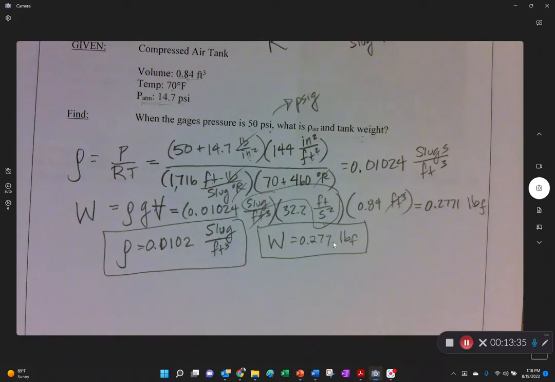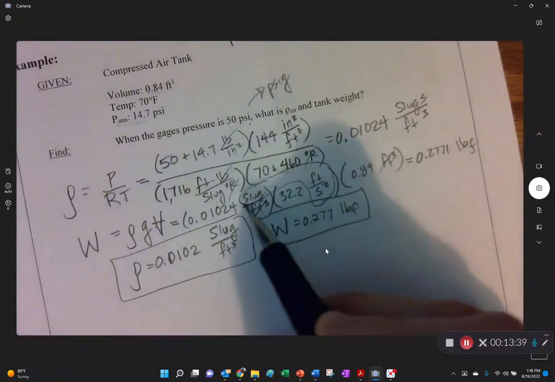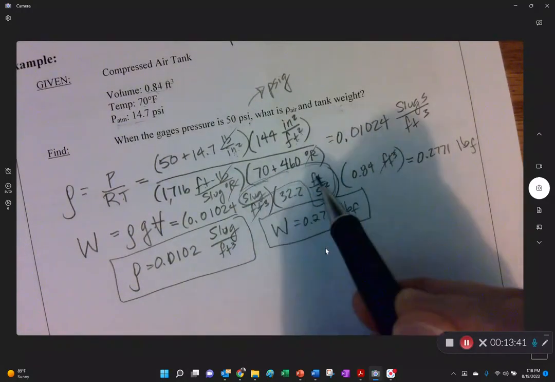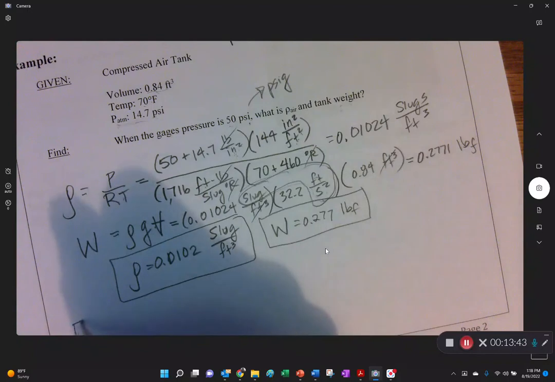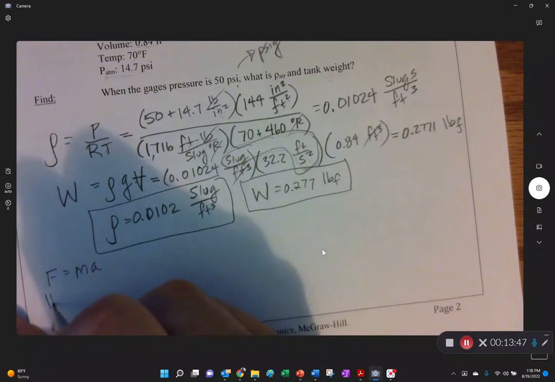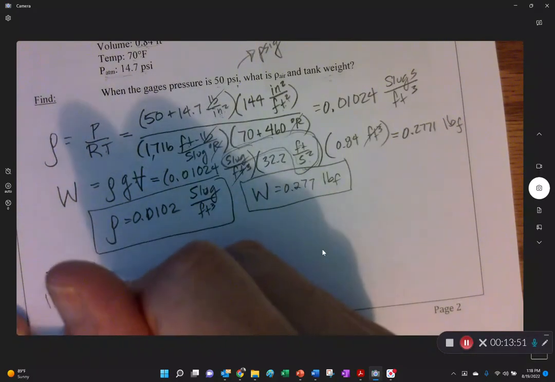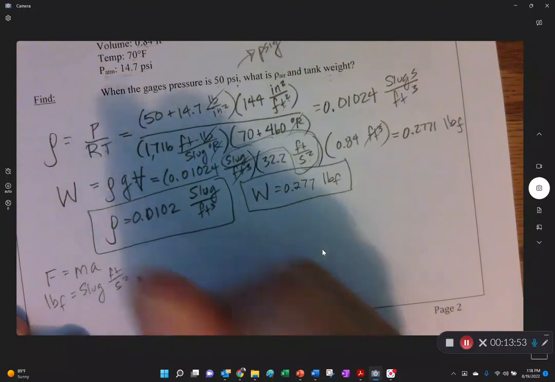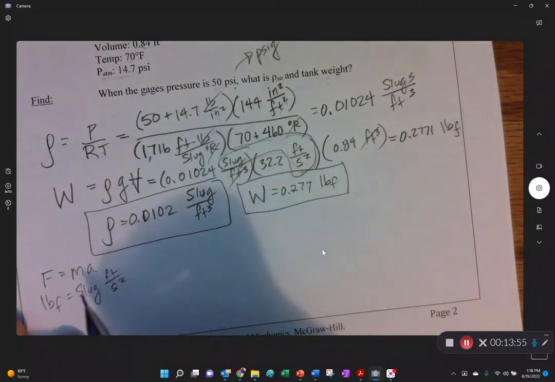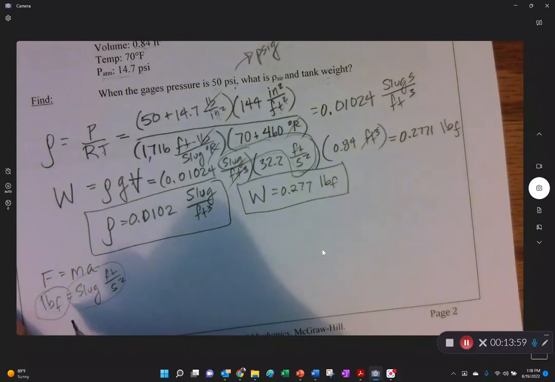And so what I just did when I made that slug foot per second squared is I really wrote F equals MA in my head. And I said a pound force is equal to a slug foot per second squared. So anytime I saw these things together, I had that right there.